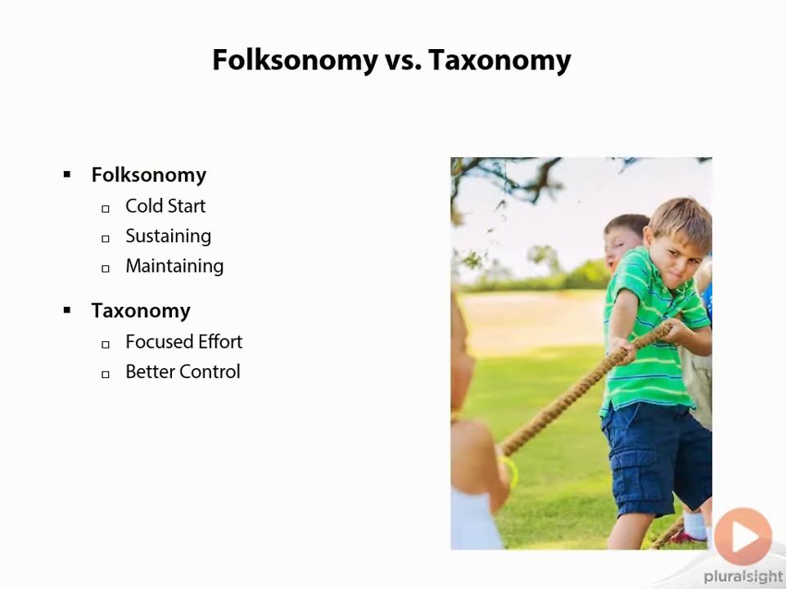Okay, so we're going to talk about taxonomy here in a second. So why should we do folksonomy versus taxonomy? Well, folksonomy has that cold start problem. You have to figure out how to sustain it and maintain it. How do you deal with those multiple synonyms? Taxonomy, on the other hand, is a focused effort. You're going to pay somebody to work on it, and you're going to have better control. So do you want to create a mess and clean it up, which is a perfectly valid way to do things, or not?